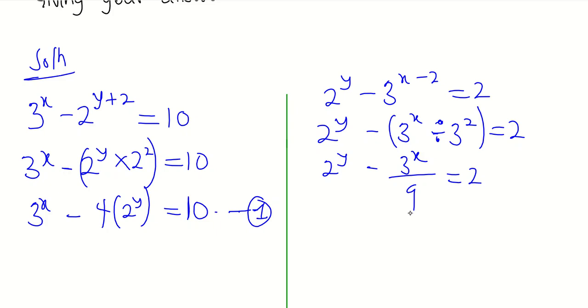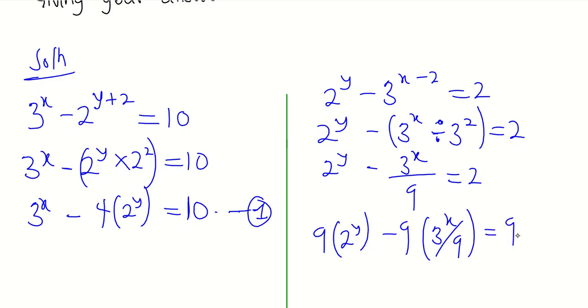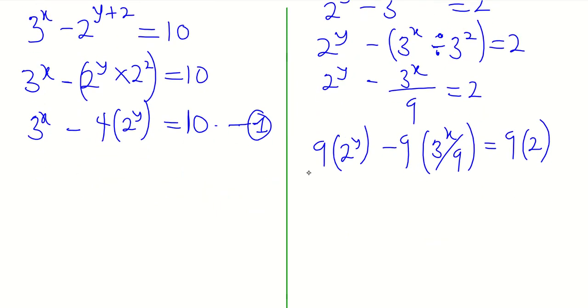Now we have an LCM, so we multiply through the equation, and you have 9 multiplied by 2^y minus 9 multiplied by 3^x out of 9. We have here 9 multiplied by 2. And so at the end, we are going to have 9 multiplied by 2^y minus, this 9 cancels that 9, so you have 3^x, which is equal to 18. So you can label this as equation 2.